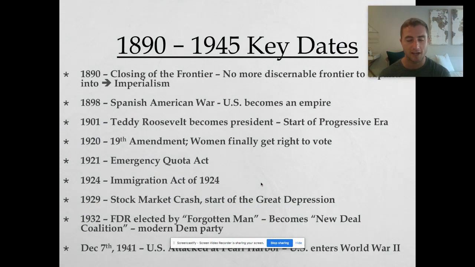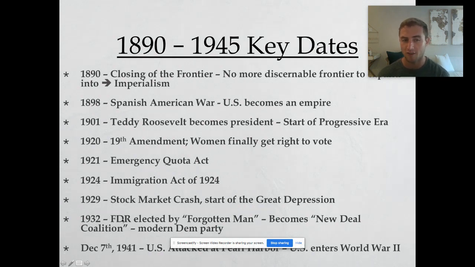Here are some key dates right here. Again, we have a lot of key dates and themes in this time period because there's a lot of content. This is our biggest content period. We've got everything we've discussed last lecture. We are going to talk about the changes in immigration. These are our last big immigration laws, 1921 and 1924. The stock market crash, of course, in 1929, which is the catalyst for our Great Depression.